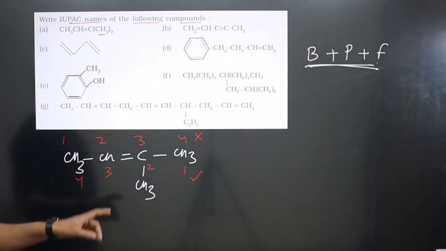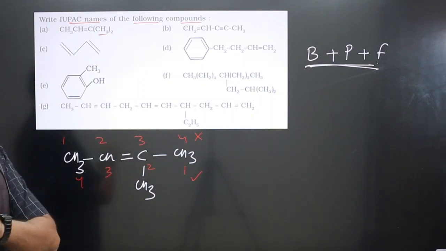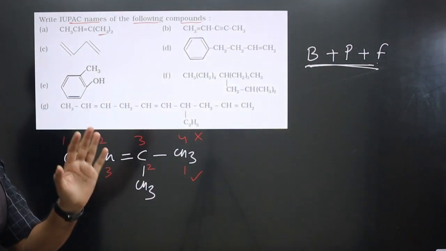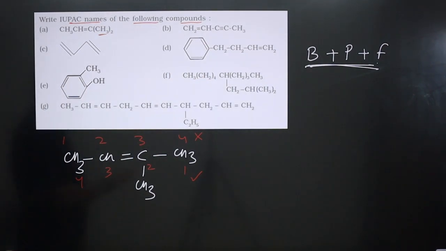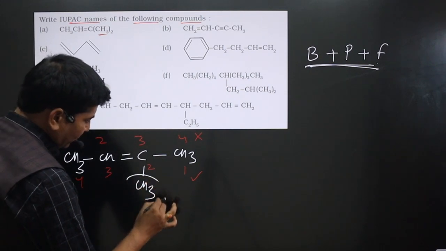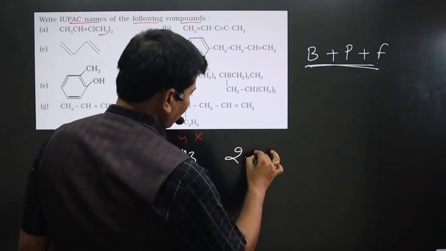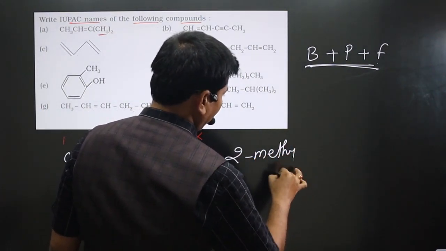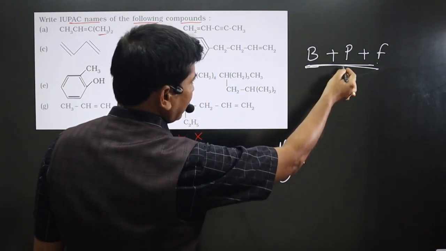Okay, keep in mind double bond and triple bond are never used in the prefix. They are always written after the parent chain. Okay, they have suffix only. So this is the branching. We have 2-methyl, 2-methyl. Okay, branching is done. Then we have the parent chain.